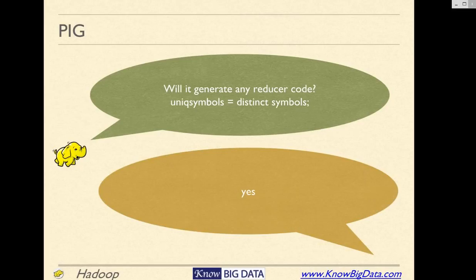So this is going to generate reducer code. Why? Because it has to sort the data, right? We saw when we were running Unix shell commands in the second session that we do a sort and then we do a unique to get the distinct symbols. So internally, it has to sort the data to get the distinct symbols, and hence reducer code will be generated. For every key, it will see if that key is already generated.